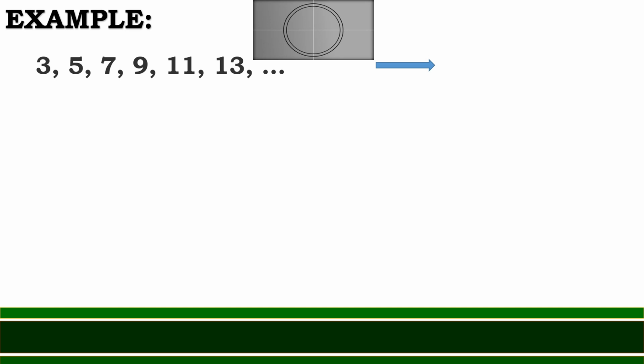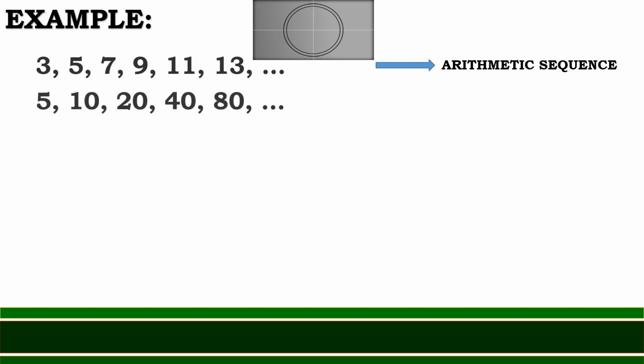Okay, so analyze natin. Ang sequence natin ay 3, 5, 7, 9, 11, 13, so on and so forth. As you can see, yung sequence pattern natin dito is by adding by 2. Very good. So, ibig sabihin, yung sequence natin dito is arithmetic sequence. How about this? 5, 10, 20, 40, and 80. Is this arithmetic sequence or geometric sequence?